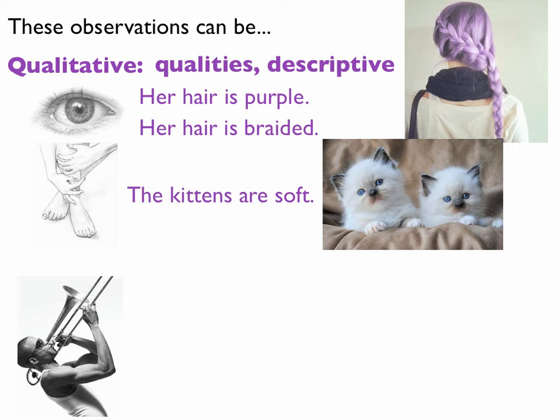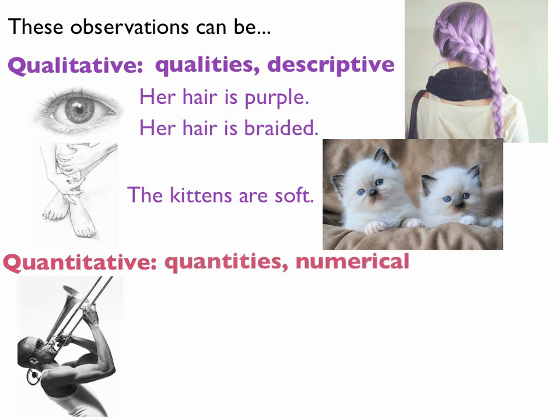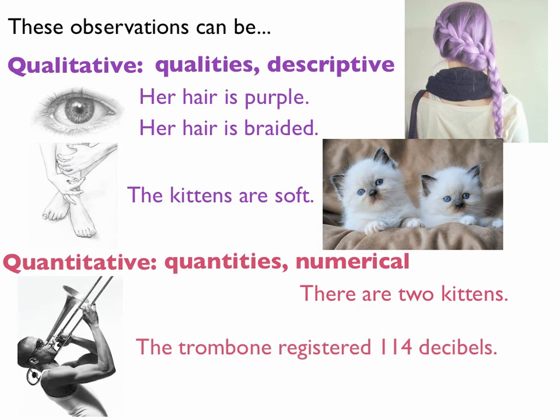We can also classify them as quantitative, which has to do with quantities, numbers, things that we've used a tool to measure or count. For example, there are 2 kittens and the trombone registered 140 decibels. So those are the 2 types of observations that we can make. So we make observations with the 5 senses. Those observations can be qualitative, which are descriptive terms, or quantitative, which are numbers.